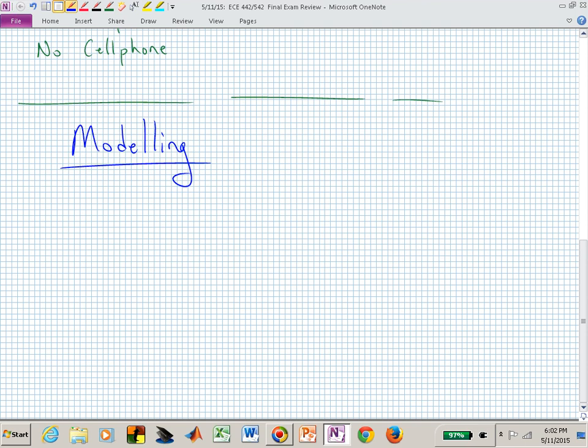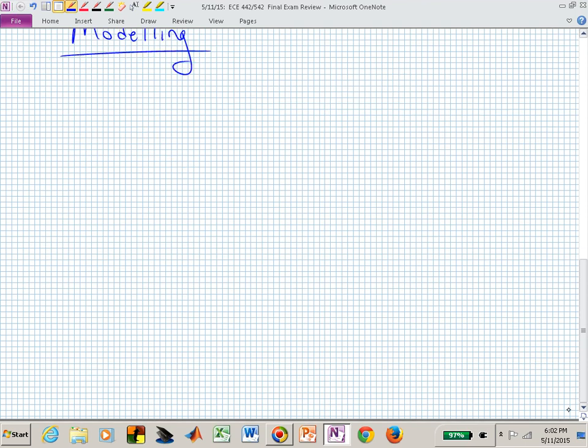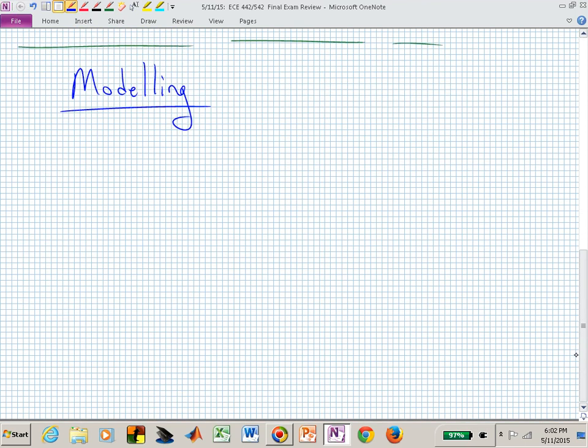And the first concept is modeling. How do we do this modeling? And you should be able to play with the system in many different ways.